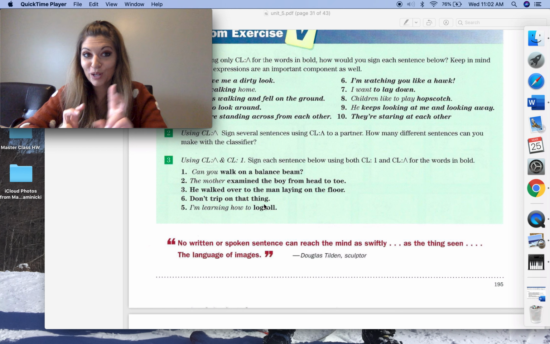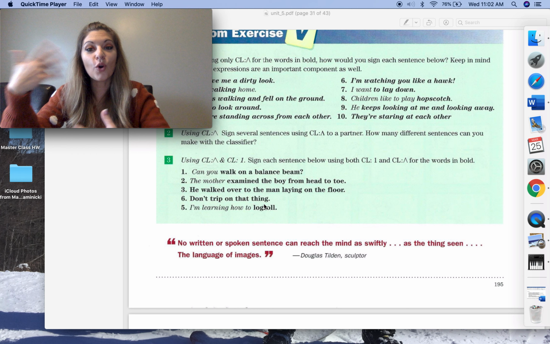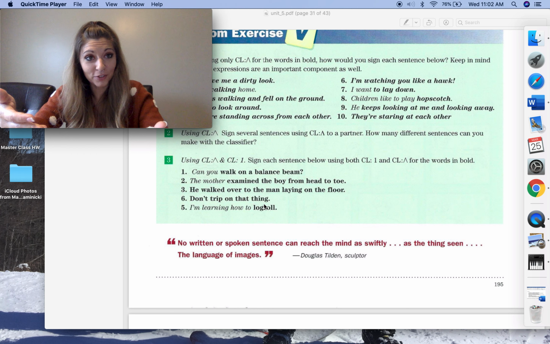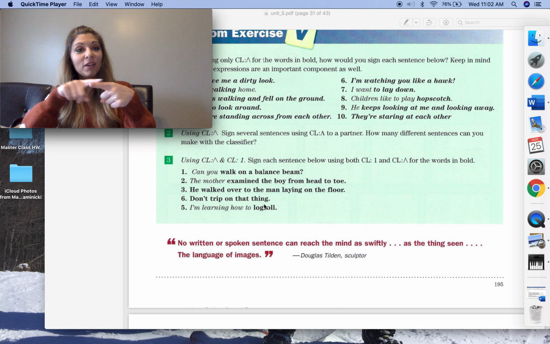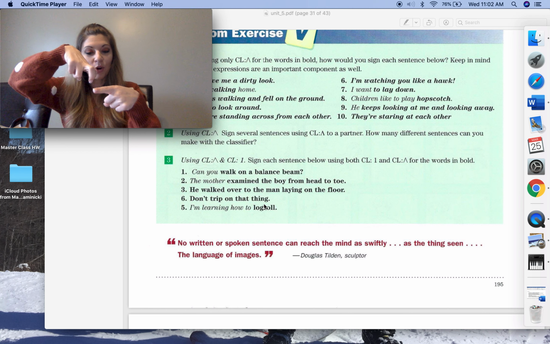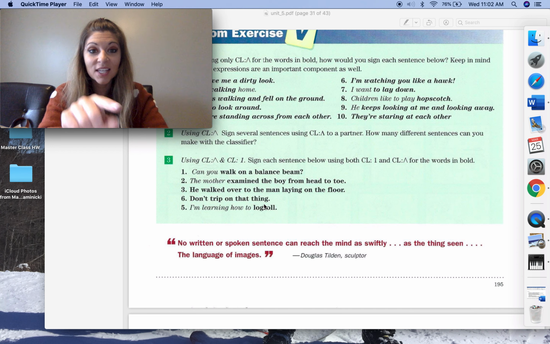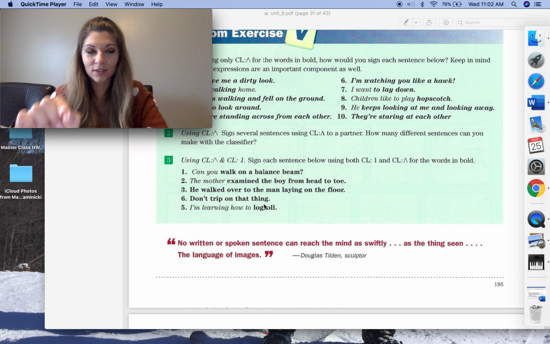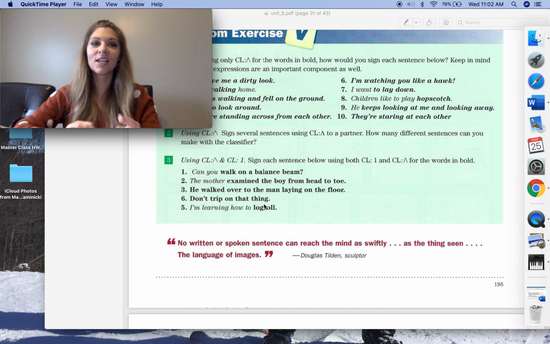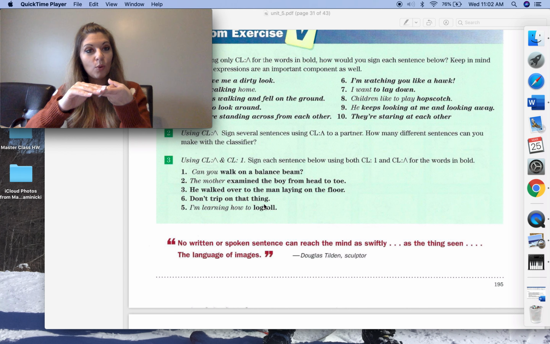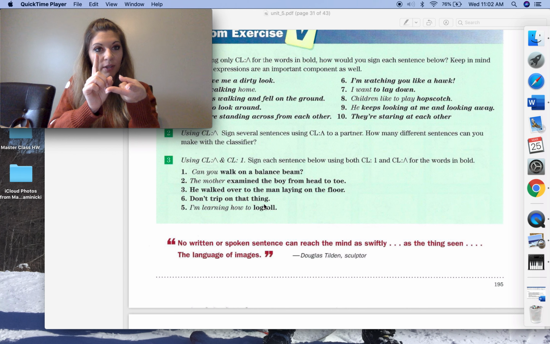Now, this could be represented in 2 different ways, because the first time I read it, I thought it said he walked over the man on the floor. So if he walked over the man on the floor would be this, and then he would walk, and you could show the motion of him stepping over. But what it actually says is he walked over to the man lying on the floor. So in that instance, as someone laying down, you want to represent the whole body, and then he walked over to it, and then maybe look down.